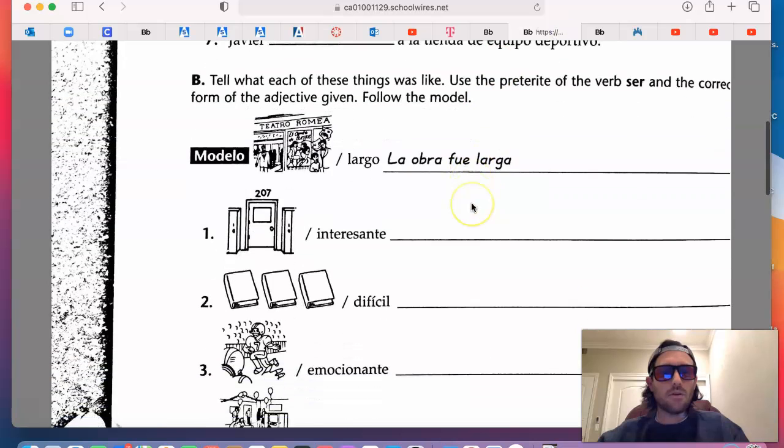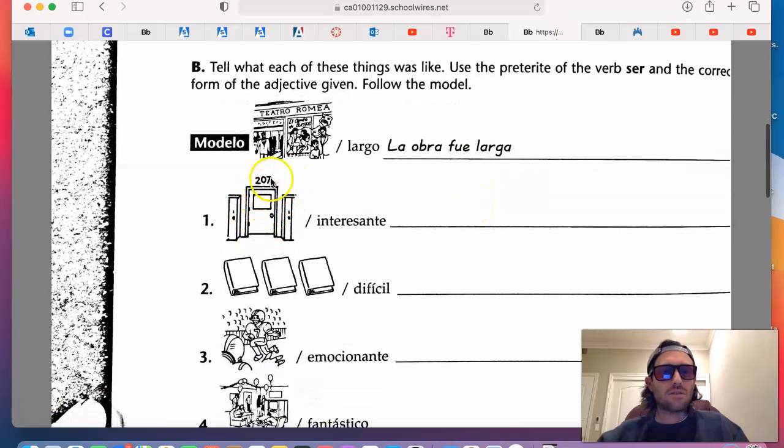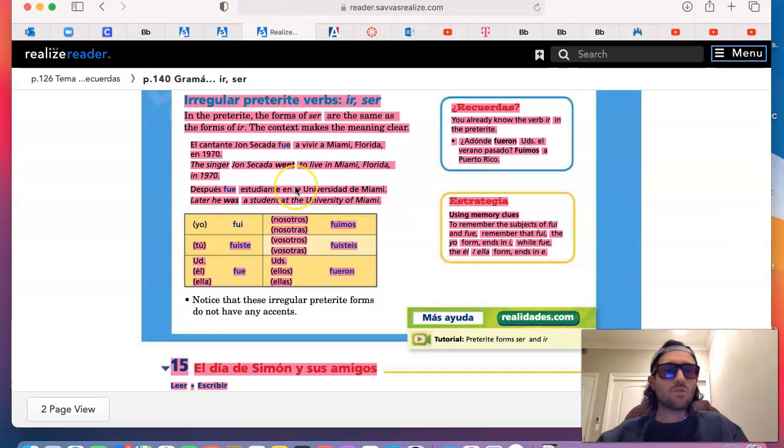Let's do the first couple together. This looks like a class, yeah? So I want to say the class was interesting. En español, la clase. And then since we're talking about something singular, it's just la clase. Again, we're going to use the el ella form. Yo is when you're talking about yourself. Tú, you're talking to someone else directly. When we talk about a person or a place or thing, in this case, la clase is singular, we use the third person singular. So that's why the first answer is fue.